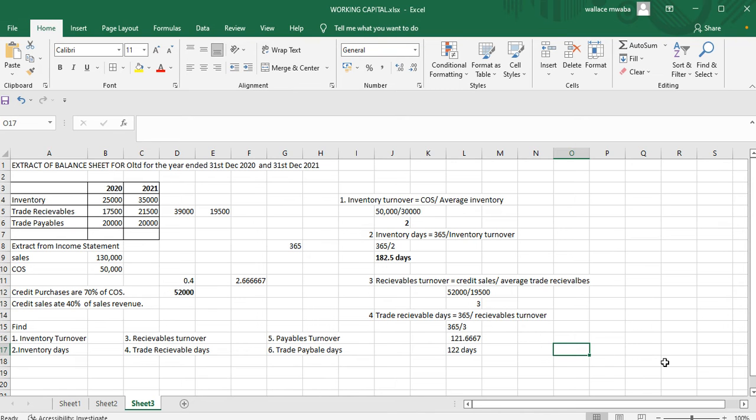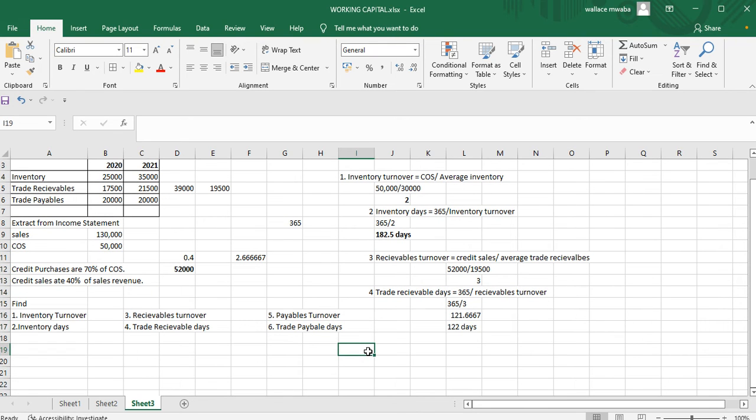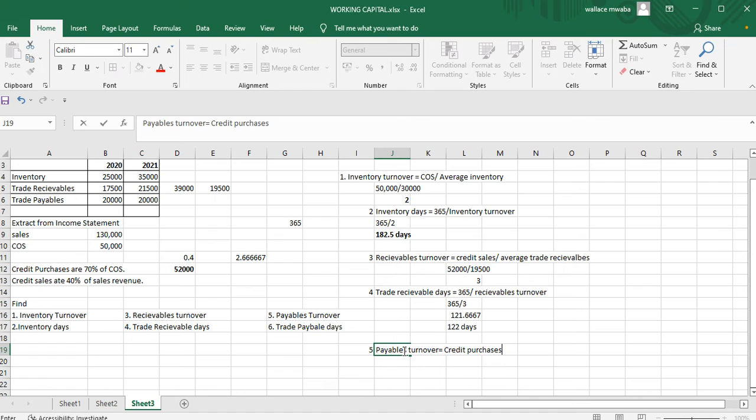Then we get our payables turnover. All right. How many times we pay our suppliers. So say payables turnover equals credit purchases. All right. Credit purchases divided by average trade payables.